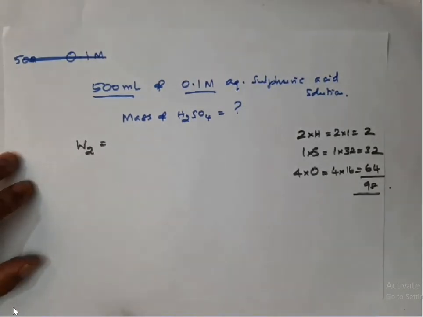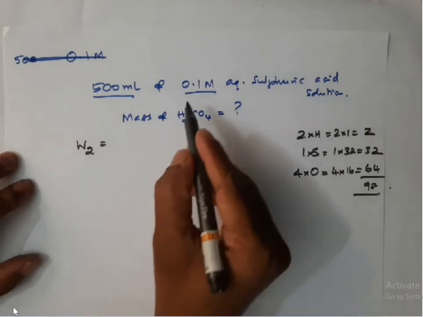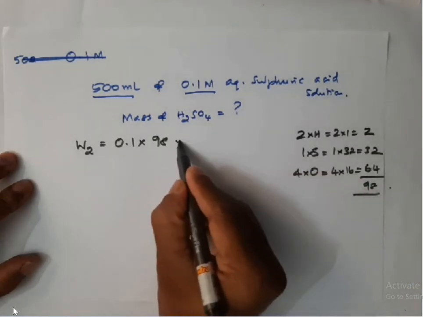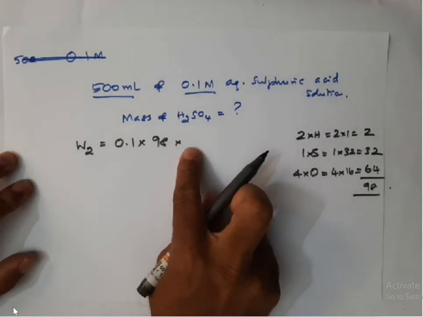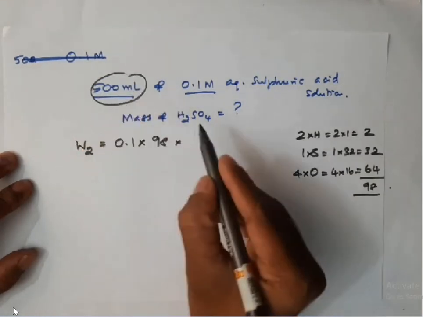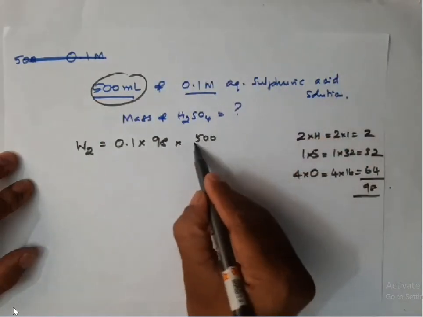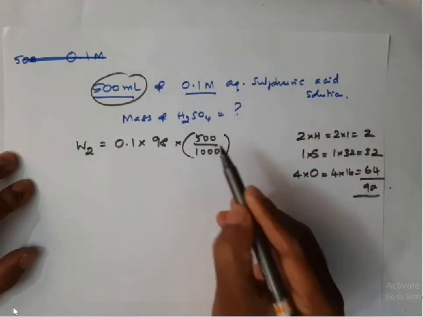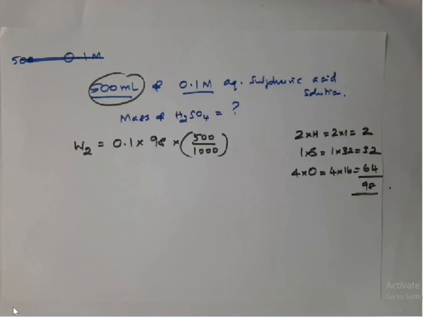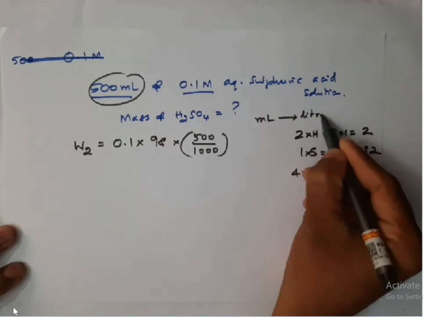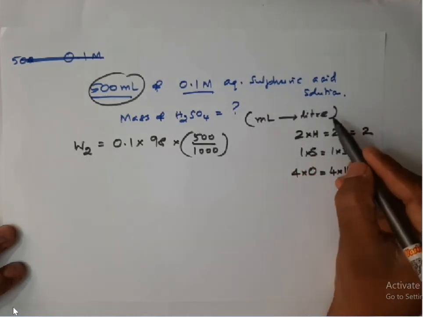Molarity is given, 0.1. Molar mass is now 98. What's the volume? 1 by 2 liters, 0.5 liters. Very good. It is given in ml, so you should convert. Whenever it is given in ml, to convert into liters, you must divide by 1000.